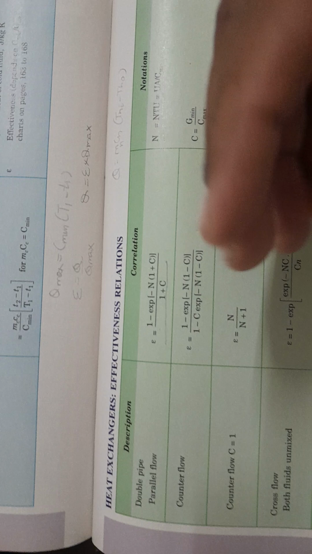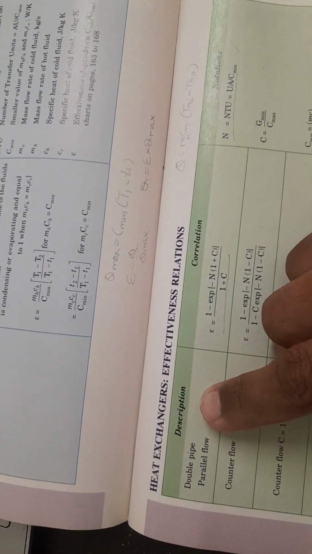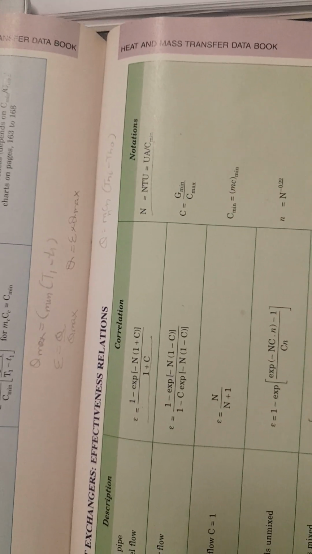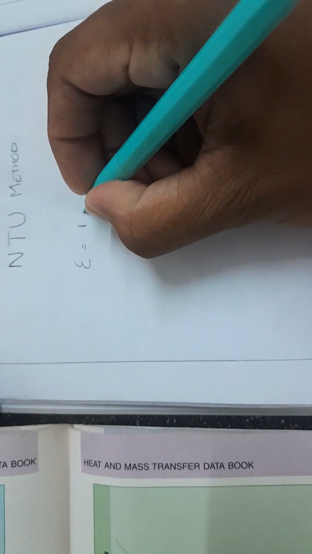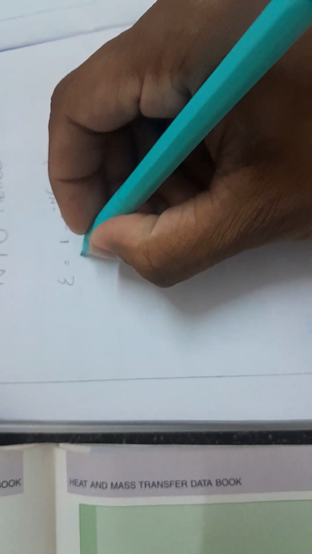Referring to the data book, these are the two formulas related to effectiveness based on the flow, whether it's parallel flow or counter flow. I would be taking you through the formulas first and then we would be solving a problem related to it. So as we see for a parallel flow, the effectiveness is given by this equation. In order to put it in simple terms, I can write the effectiveness is equal to 1 minus e power negative N times (1 plus C) over 1 plus C. This is for the parallel flow.